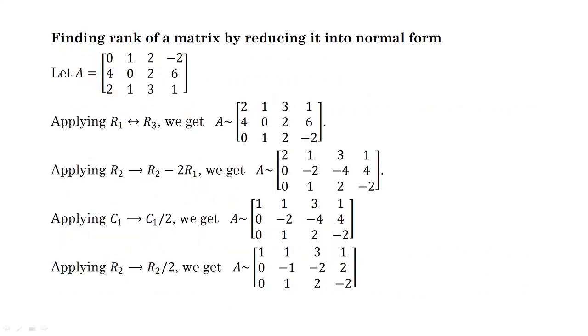Now let us take one example to reduce a matrix into normal form and find its rank. Look at this A. Though there is no restriction for application of row transformation or column transformation, it is according to your wish. But what I can suggest you, start with this element, check this element. If it is 0, then replace this row with any other row for which this element is non-zero.